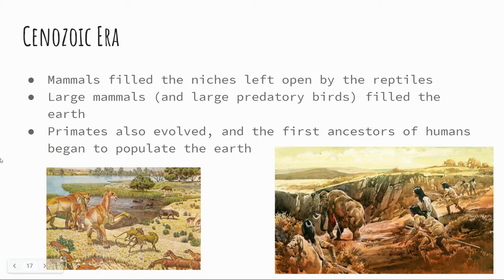And this gives way to the Cenozoic era, which allowed mammals to begin to develop and evolve to fill the niches that were left open by the reptiles. So large mammals and large predatory birds filled the Earth's niches that were left by the reptiles. And primates also evolved, and the first ancestors of humans began to populate the Earth. And this is the end of Unit 8.